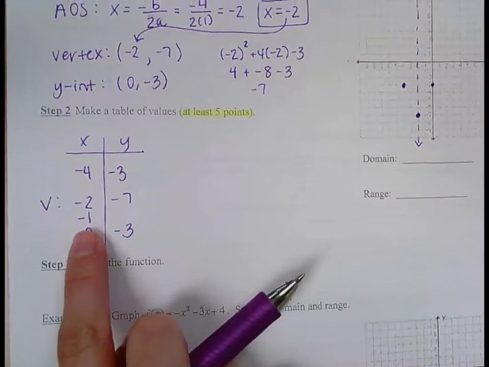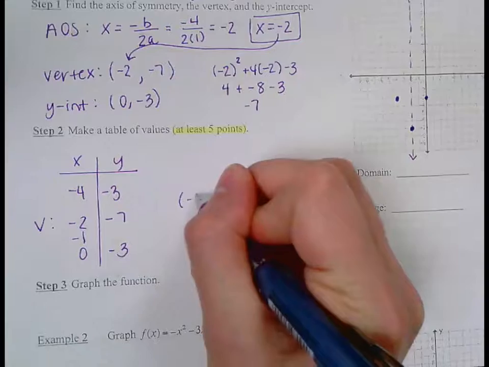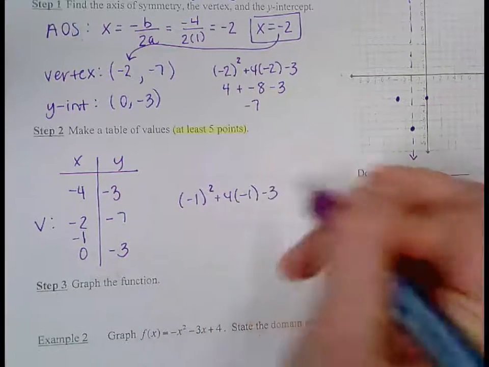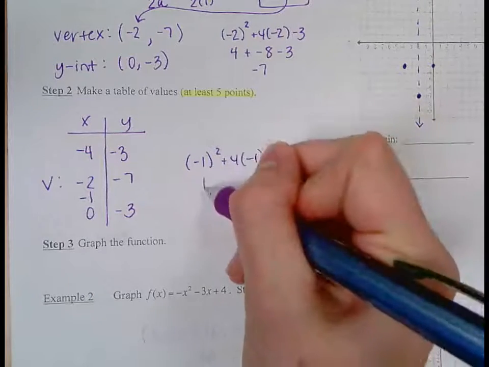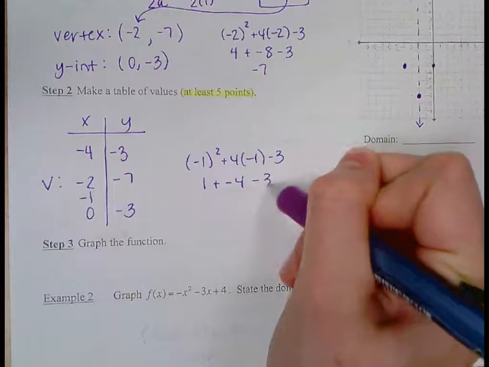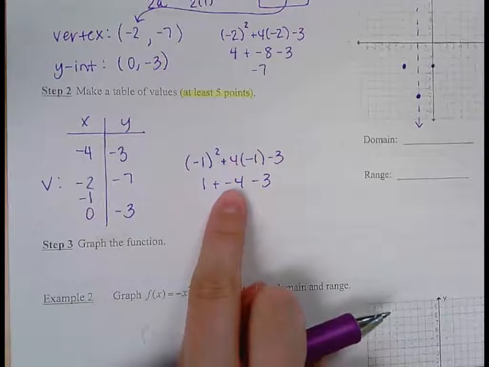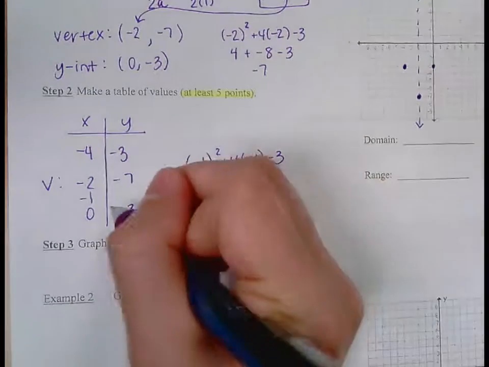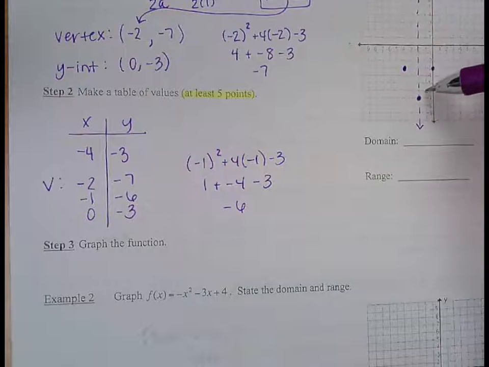So I'm going to substitute -1 into my function. So I have -1 squared plus 4 times -1 minus 3. -1 squared is +1 plus 4 times -1 is -4 minus 3. So 1 and -4 is -3, minus 3 is -6. And then I can plot that point, -1, -6.